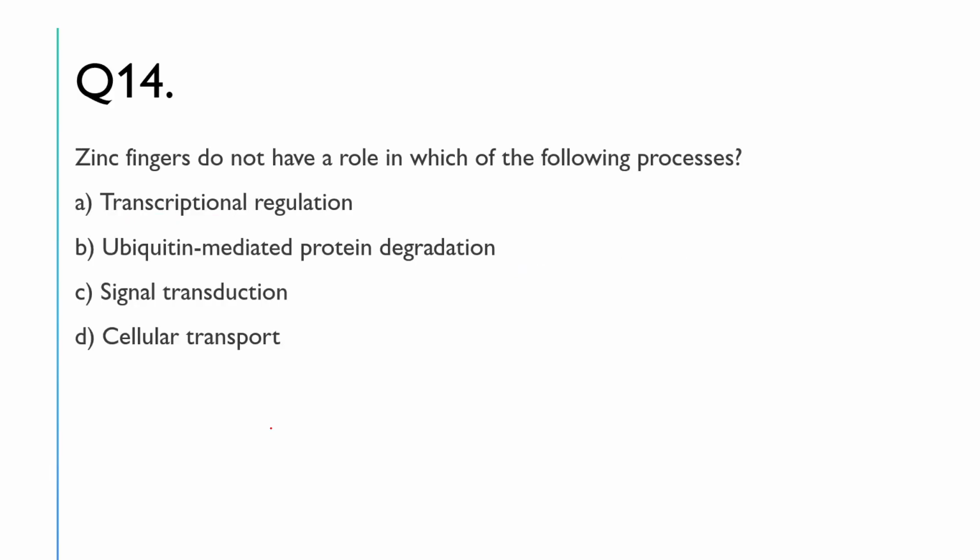Okay, let's move to our next question. Zinc fingers do not have a role in which of the following processes? As we have already talked about, it is highly responsible for a lot of cellular processes. So, in which process can it not help the cell? Transcription regulation, ubiquitin mediated protein degradation, signal transduction, or cellular transport? Please try to answer this question.